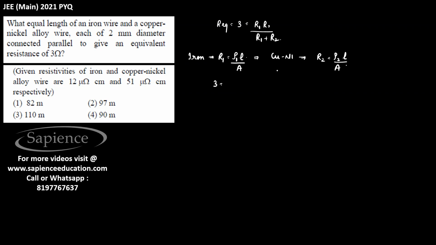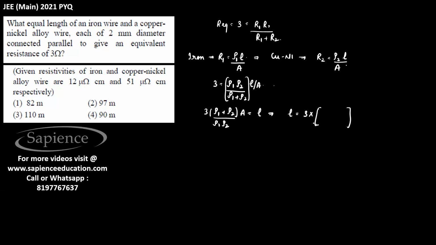R1 R2, if I multiply them, will become rho 1 rho 2 and L square by A square, and one side will cancel, so this will become L by A, divided by R1 plus R2, which gives rho 1 plus rho 2. So basically we can say that 3 times rho 1 plus rho 2 by rho 1 rho 2 into area will be equal to L. Let's calculate the value: 3 into rho 1 plus rho 2 by rho 1 into rho 2.